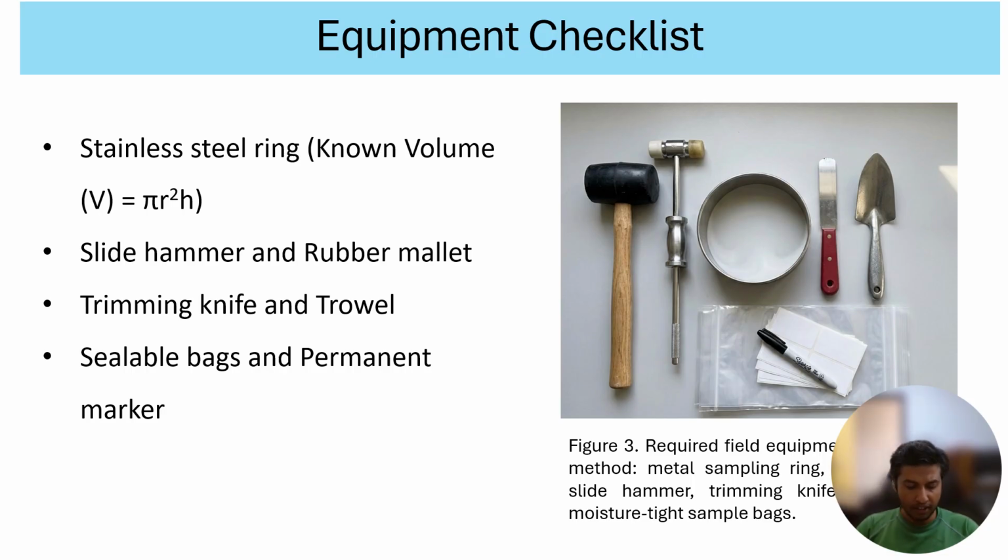Alongside the ring, we also need a slide hammer and a rubber mallet to drive it into the earth, a flat bladed knife and a trowel for sample extraction, and a heavy duty sealable plastic bag labeled with a Sharpie marker to secure the samples and prevent any moisture from escaping when we get back to the lab.